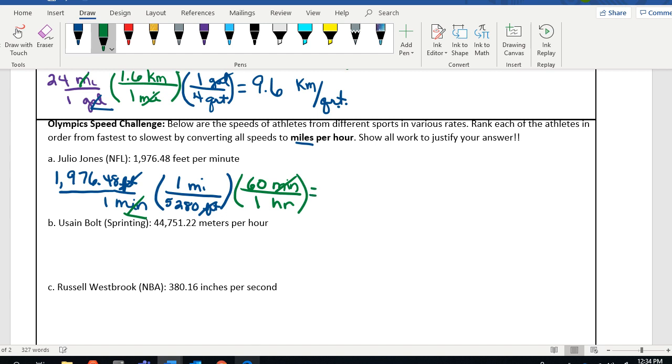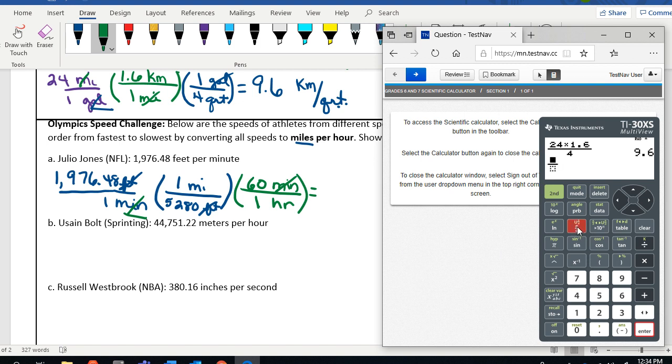So I'm going to grab my calculator and I'm going to do N over D. And guys, if you're needing this calculator, it is still on my Learning page. 1,976.48. I don't think I can talk and do a problem at the same time. Oh, in fact, I messed up. Times 60 over 5,280. So 22.46, really?